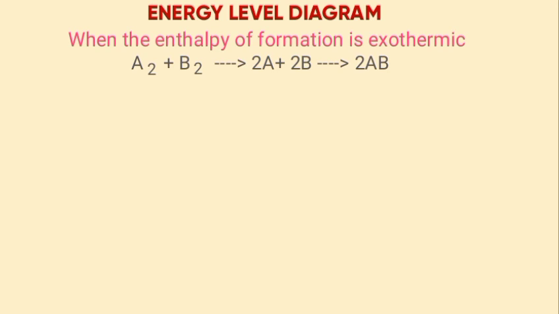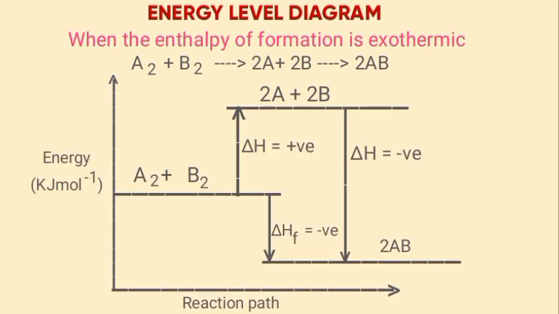So the energy level diagram is shown below. A2 plus B2 to form 2A plus 2B, the arrow goes up. That means an endothermic reaction. Then for 2A and 2B to combine to form 2AB, that is an exothermic reaction, so the arrow comes down. Now because the enthalpy of formation is negative, that means the bond formation energy is greater than the bond breaking energy. Then the arrow for the enthalpy of formation faces down.